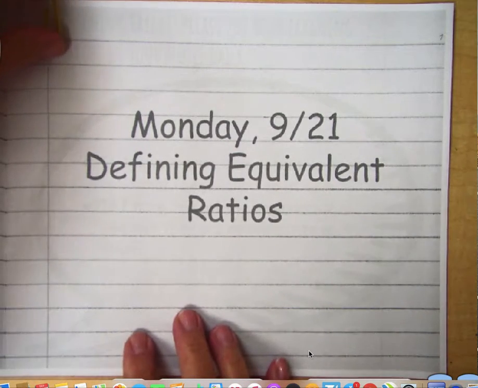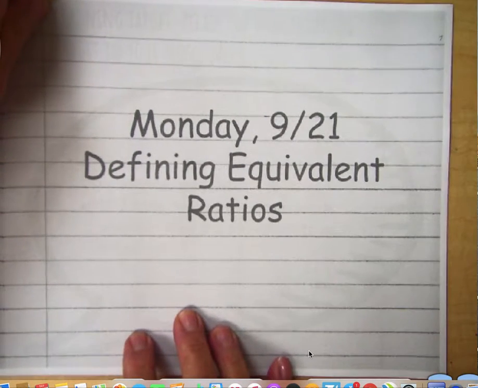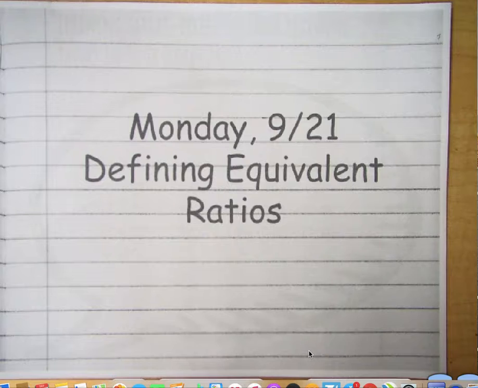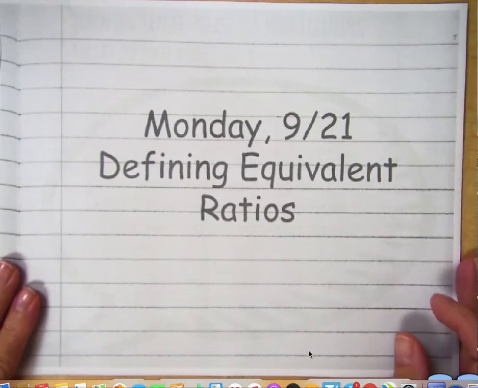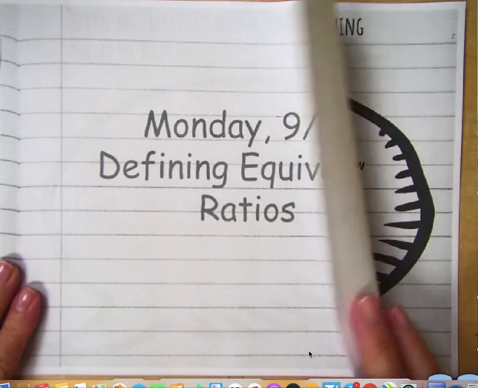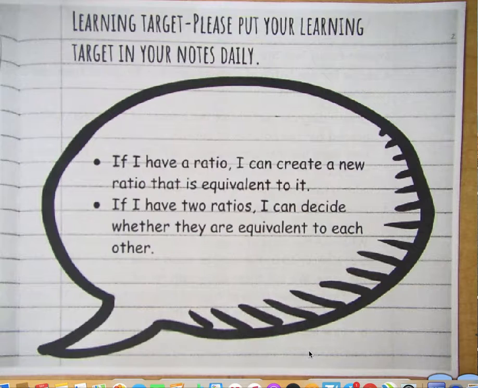Today is Monday, September 21st, and today we're going to talk about defining equivalent ratios. And if you'll let me remind you quickly, equivalent means equal, ratios that have the same value.